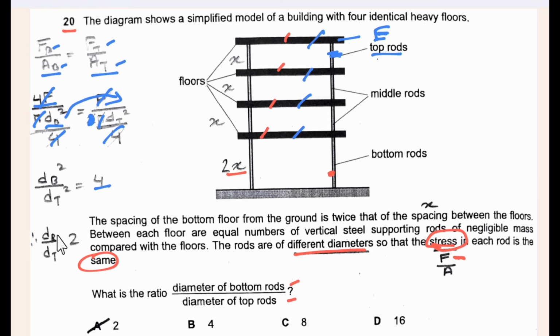So what is the diameter at the bottom by diameter at the top? That is root over 4, so it comes to be 2. So the answer is A.